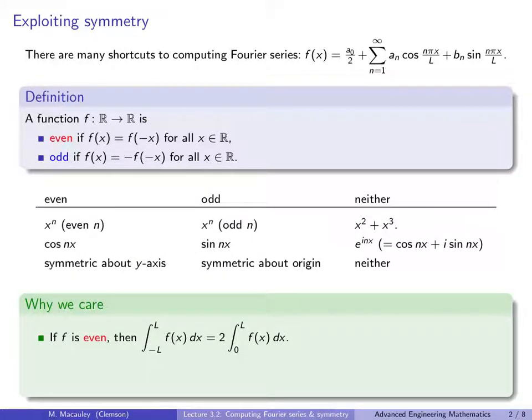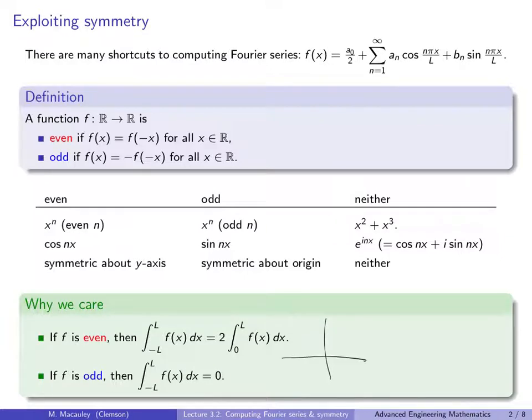Okay, so why do we care about this? Well, a nice property about even functions, which we will apply to Fourier series in the next slide, is that if f is even and we want to integrate it from negative L to L, then all we have to do is integrate it from 0 to L and multiply by 2. I should be able to convince you of this with two simple pictures.